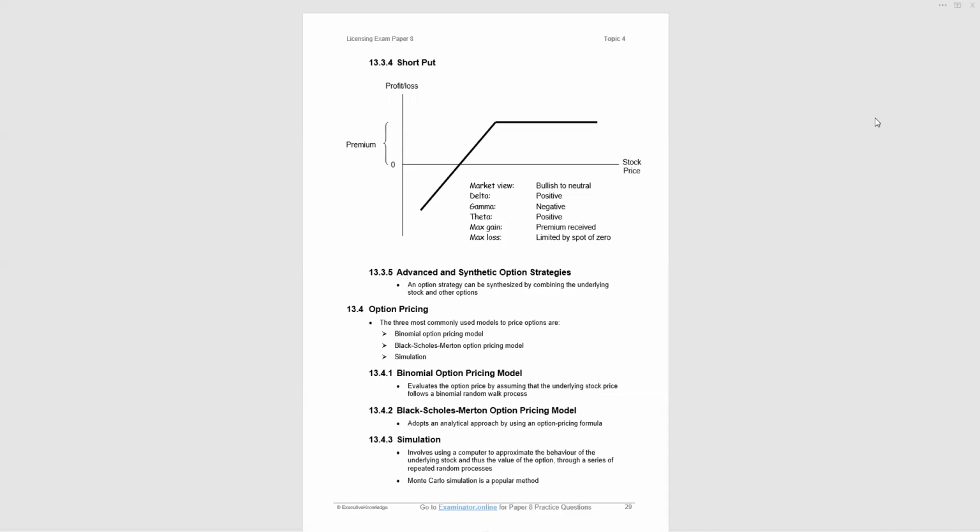That brings us to the end of topic four. You're going to get a reasonable number of questions from topic four, and quite a few of them will be technical in nature. As ever, the best way to prepare for topic four is to do practice questions.